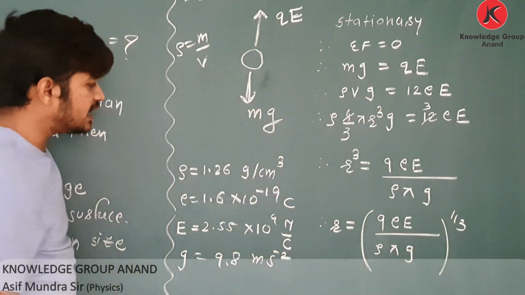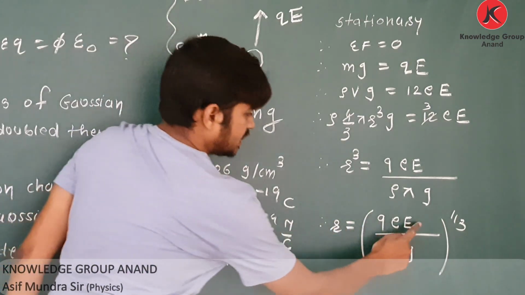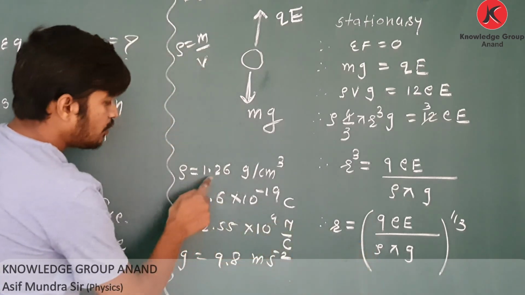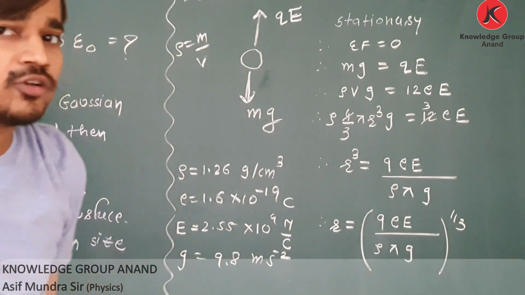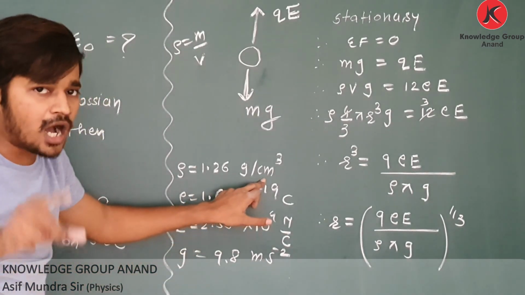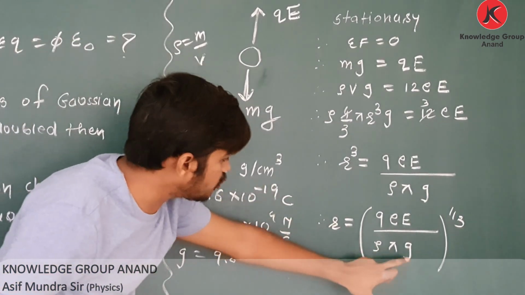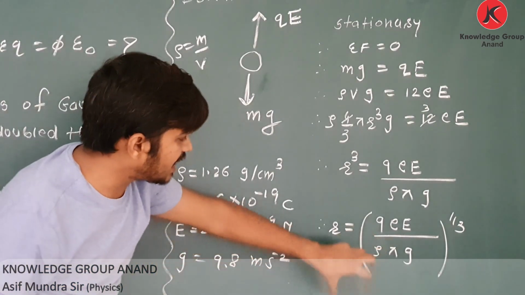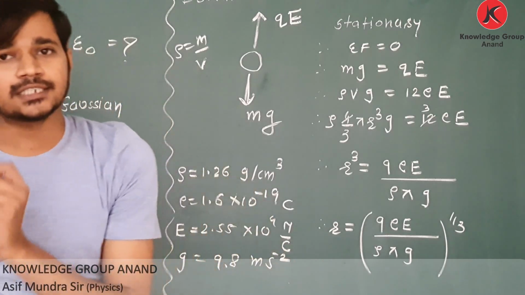Each and every data is given. e is 1.6 into 10 raised to minus 19. Capital E is 2.55 into 10 raised to 4. Rho is 1.26 gram per centimeter cube. Students, gram per centimeter cube, you have to convert into kg per meter cube. How to convert? We have studied in 11th. Okay. Pi, you know what is the value of pi. g is 9.8. Put each and every value. Calculate. You will get your answer.